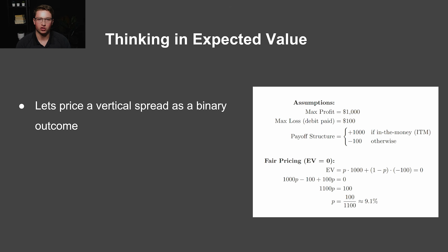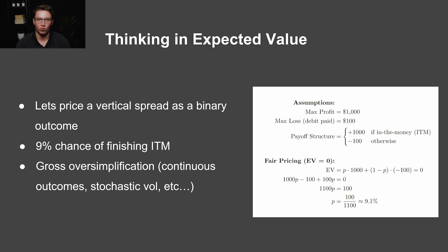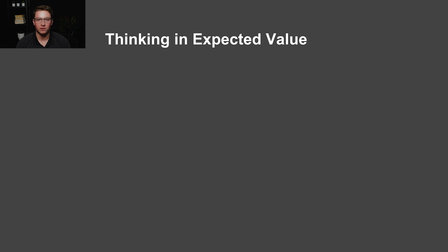Now assume for the sake of illustration that the spread is fairly priced, meaning its expected value is 0. What probability of success does this imply? We can solve for the break-even probability P as follows. So the market is implicitly pricing in only about a 9% chance of the spread finishing in the money. Of course, this is a gross oversimplification. Real-world option pricing involves a continuous range of outcomes and more.